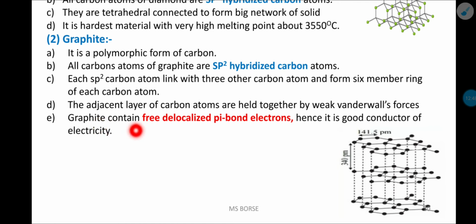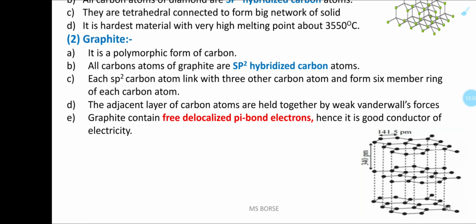Graphite contains free delocalized pi electrons. This is very important. Hence, it is a good conductor of electricity. That's why graphite is used in dry cells. Here, one pi orbit's pi electrons are free and delocalized. Because of the carbon-carbon double bond, they are free to move, and that's why graphite is a good conductor of heat and electricity.